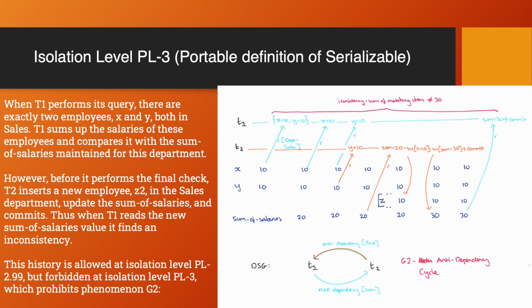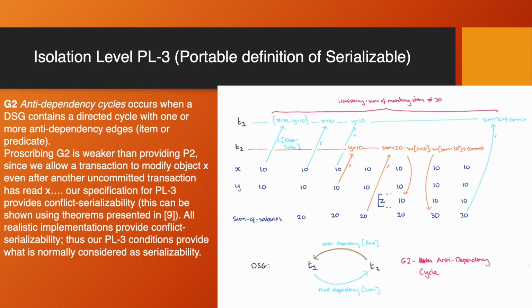Isolation level PL3. When T1 performs this query, there are exactly two employees X and Y, both in sales. T1 sums up the salary of these employees and compares with the sum of salaries maintained for this department. However, before it performs the final check, T2 inserts a new employee, Z, in the sales department, updates the sum of salaries and commits. Thus, when T1 reads the new sum of salaries value, it finds an inconsistency. This history is allowed at isolation level PL2.99, but is forbidden at isolation level PL3, which prohibits phenomenon G2. A G2 anti-dependency cycle occurs when a DSG contains a directed cycle with one or more anti-dependency edges.